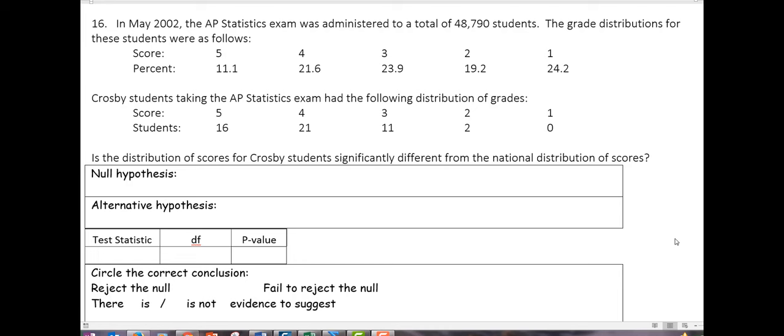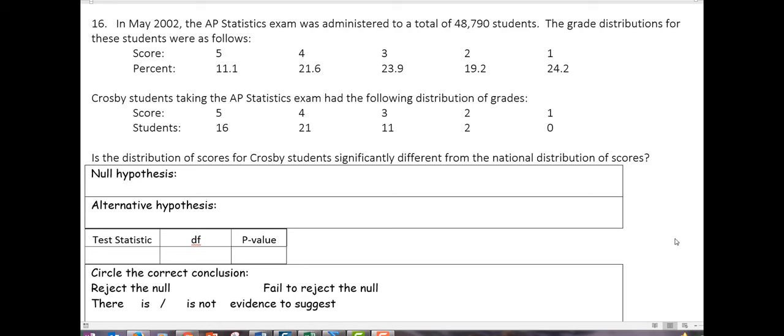All right, number 16, we're given some AP stat data for the population, and we're told that the grade distribution follows the following percents, and then we're given the number of successes in certain categories for a particular high school in the area. This is made up, by the way. It's not accurate, although I'm sure it could be accurate.